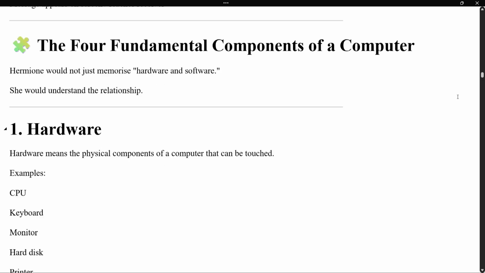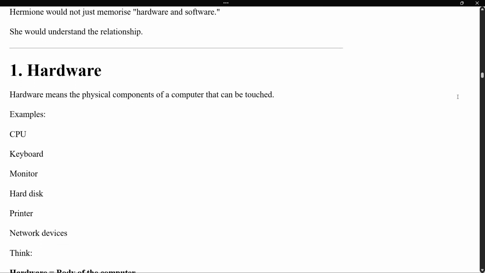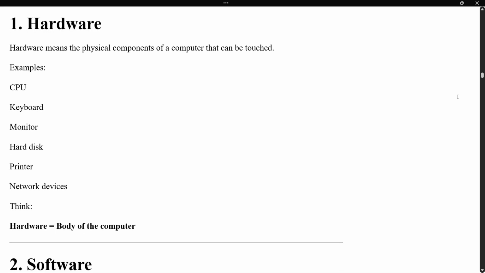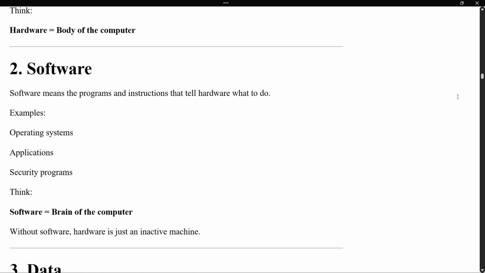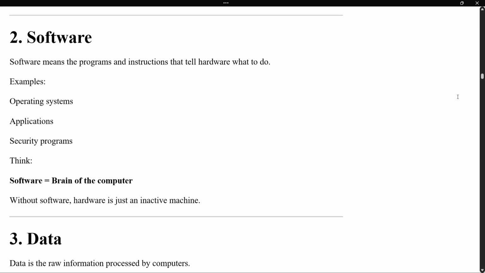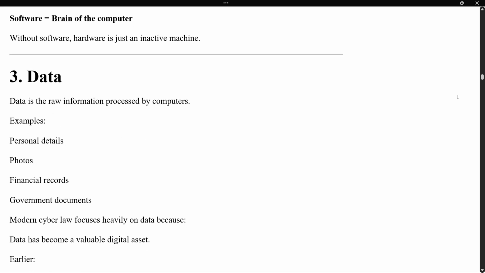Hermione would not just memorize hardware and software. She would understand the relationship. 1. Hardware. Hardware means the physical components of a computer that can be touched. Examples: CPU, keyboard, monitor, hard disk, printer, network devices. Think: hardware equals body of the computer. 2. Software. Software means the programs and instructions that tell hardware what to do. Examples: operating systems, applications, security programs. Think: software equals brain of the computer. Without software, hardware is just an inactive machine.